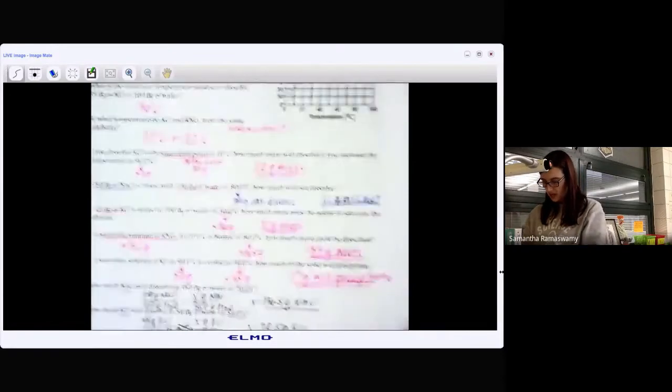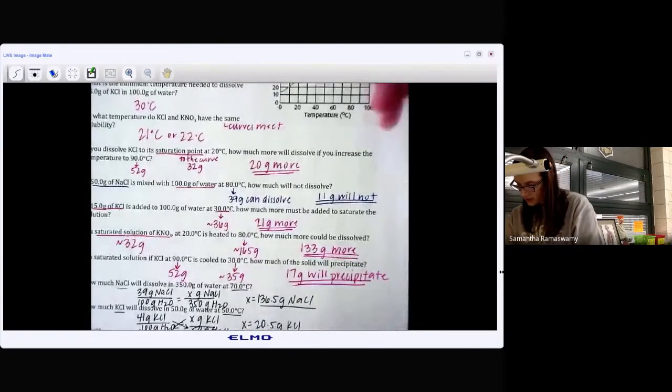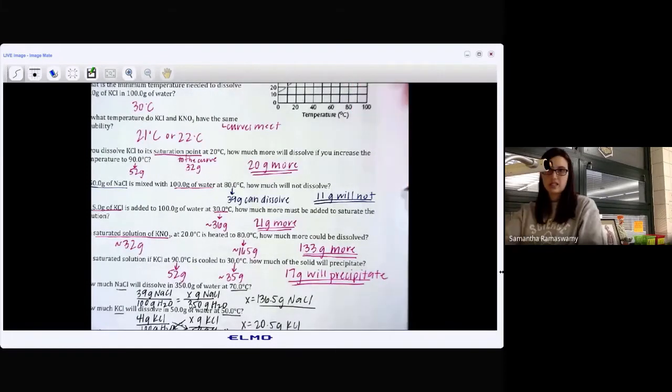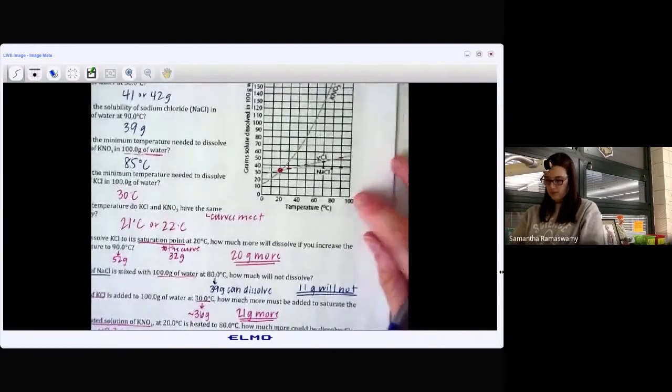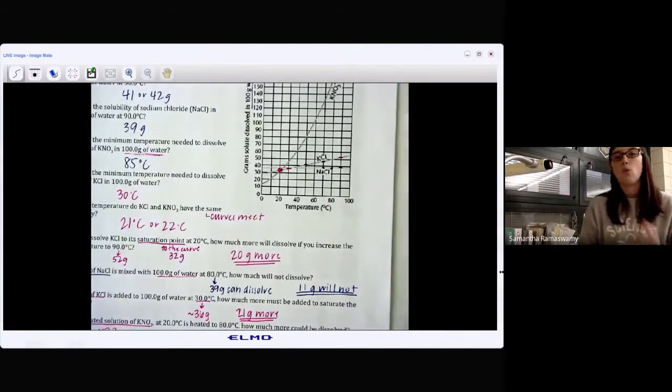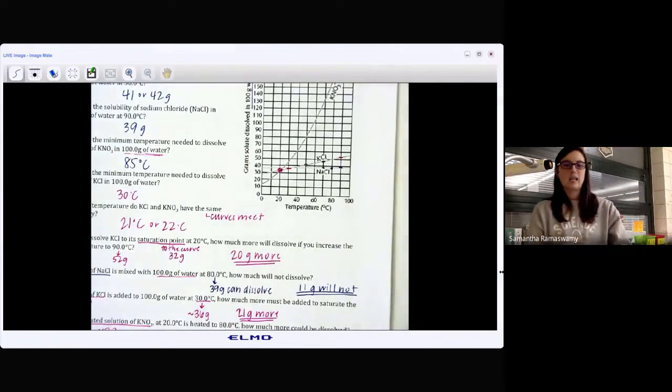So KCl at 70 degrees Celsius. Here's my KCl line at 70 degrees Celsius. What you're classifying is the set of conditions that they give you. They tell you that this solution contains 90 grams of KCl at 70 degrees Celsius.